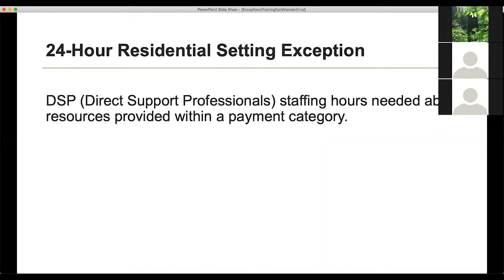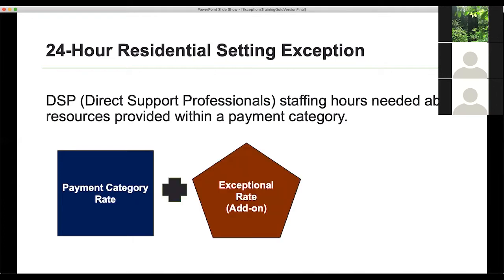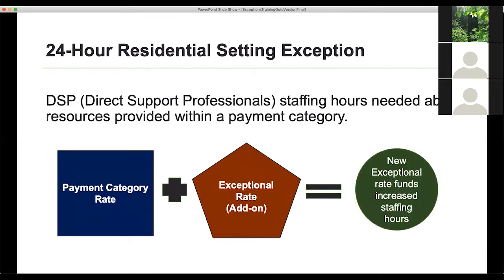So if we look at a visual here that gives you an example of how we get there. We have a payment category rate. And again, that rate is going to have some assumptions about staffing support in it and those hours available to provide support. And then we have what we call an add-on, or the exceptional rate. And that's really the difference between the payment category and the total support someone needs, so that we get them to their new exceptional rate, which funds those increased staffing hours.